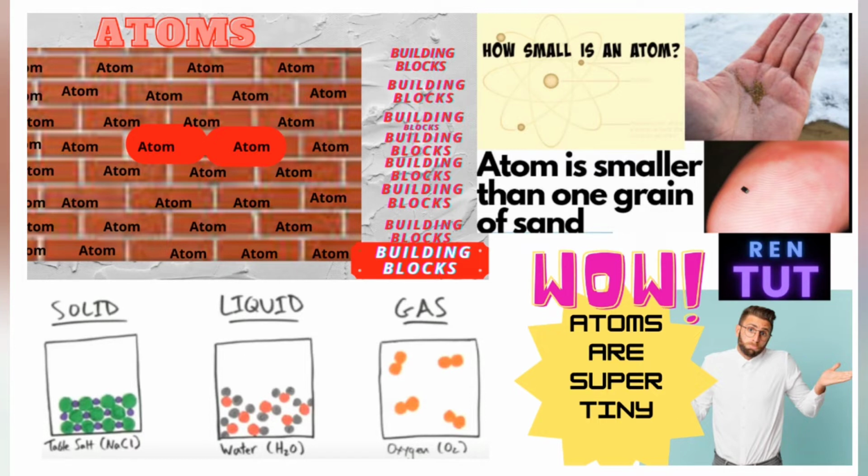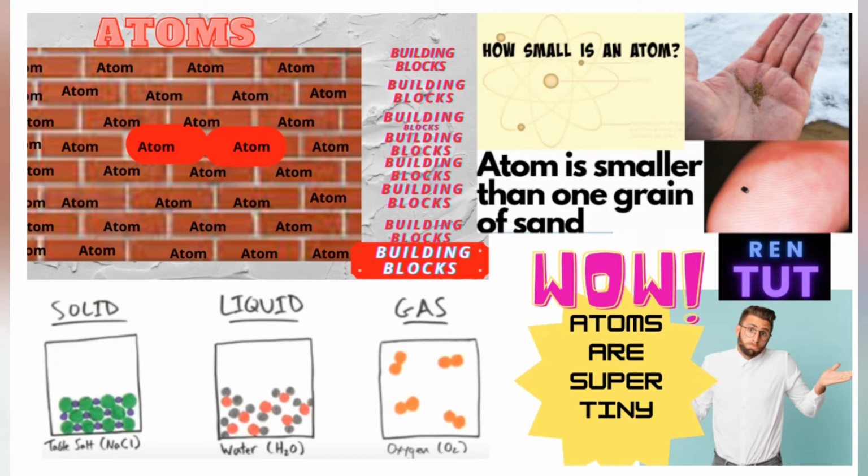If we see a solid, we can take the example of table salt in simple language. It is made up of atoms. If we take a liquid, we can take water for example. It is also made up of atoms. If we take a gaseous substance like oxygen, that is also made up of atoms. So each and everything we see in this universe is made up of matter, and matter has the smallest particles, which are called atoms.